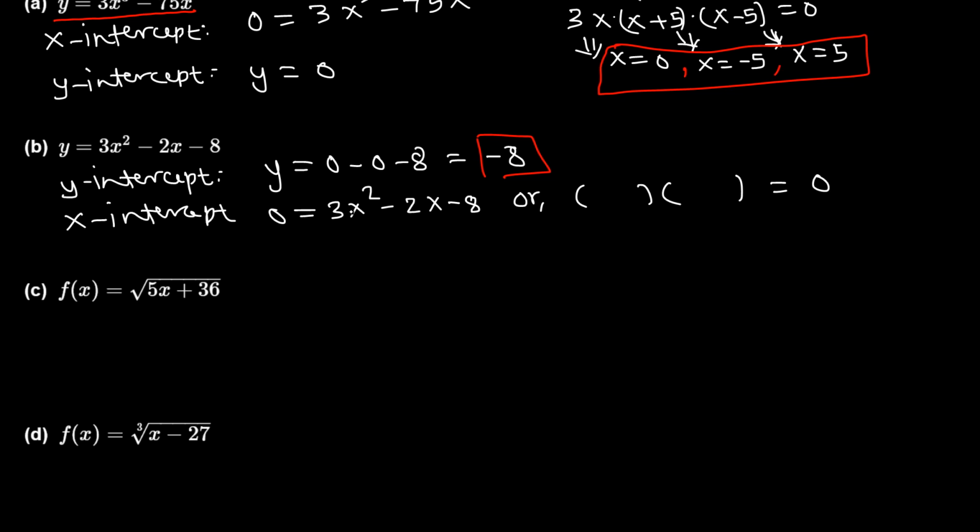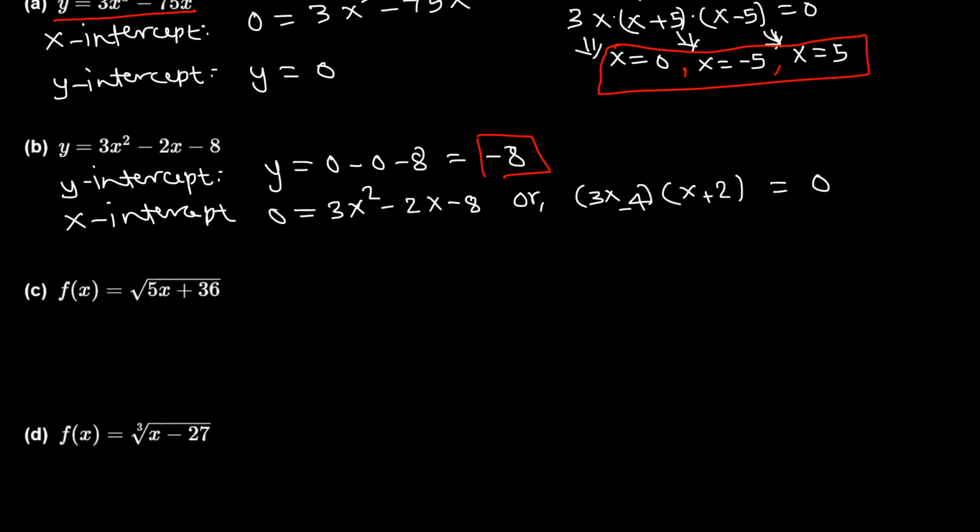So for 3x squared, the only way it factors is 3x times x, or x times 3x, it doesn't matter. Now we need to get 8. 8 is 4 times 2. Now we need to play around, and from that we need to get negative 2. So let's say 4 times 2, and to get a negative sign, let's put negative here, positive there. So 3x minus 4, x plus 2. I'm not saying this is correct.